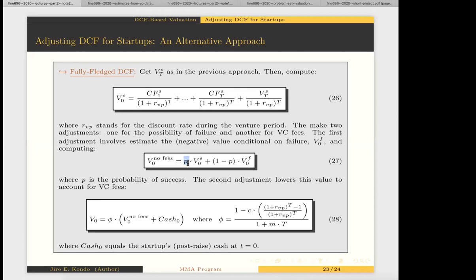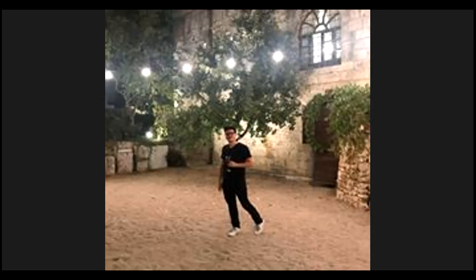Again, just connecting with notation that I used in note 1 of part 2 when we did our comparables-based valuation. P is the probability of success of a startup. And again, I've given us numbers on what those values typically look like for a Series A company.